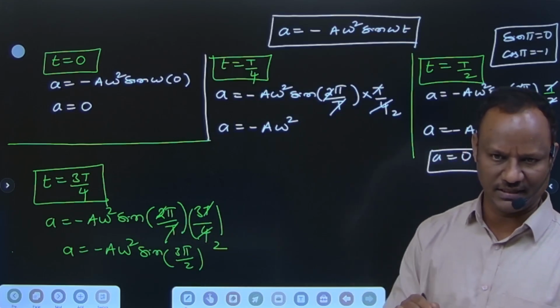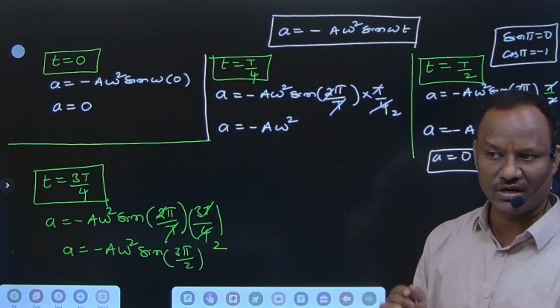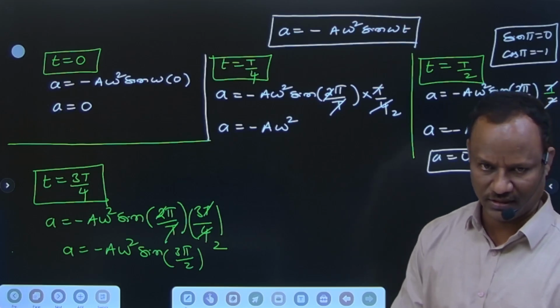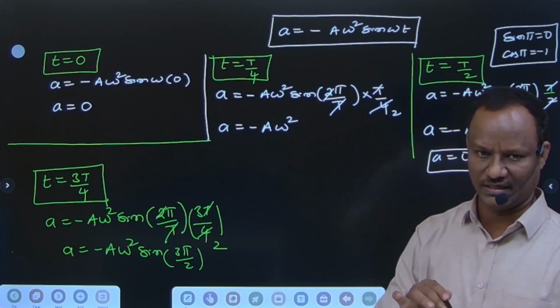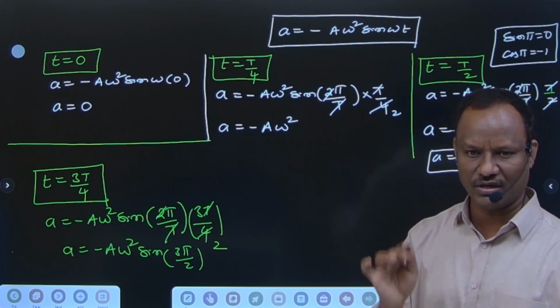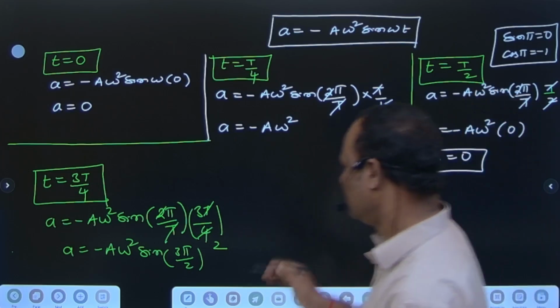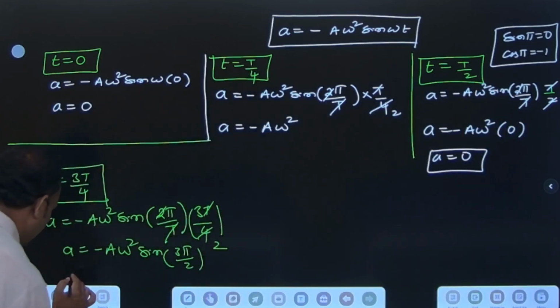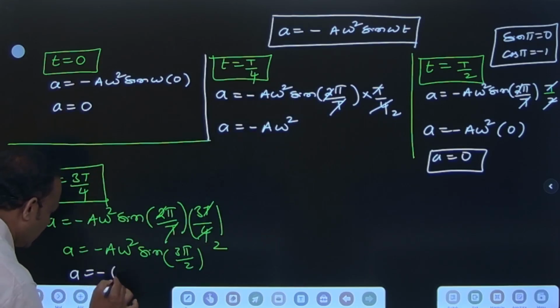180 plus 90. 180 plus 90 is in which quadrant? Third quadrant. Okay, so sin 90 is what? 1. Third quadrant means what? Minus. So this a is equal to minus of minus 1.